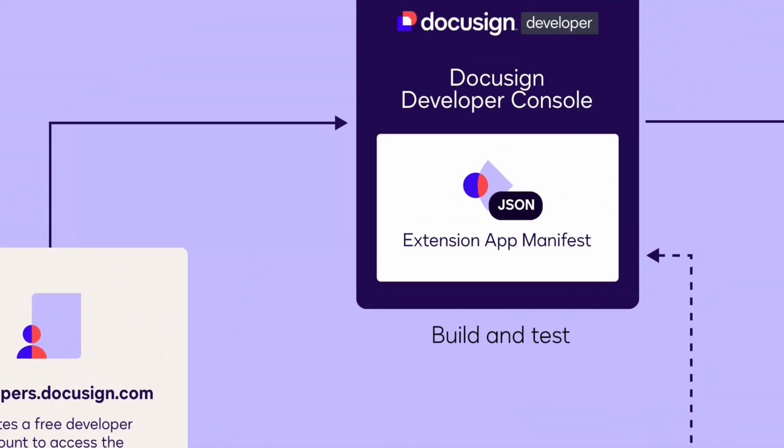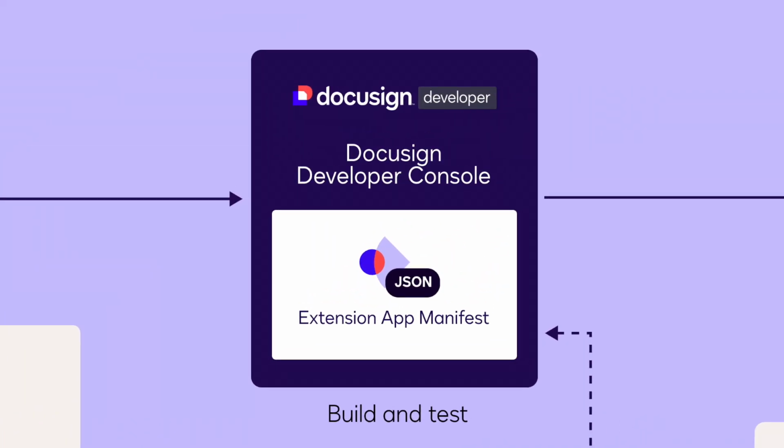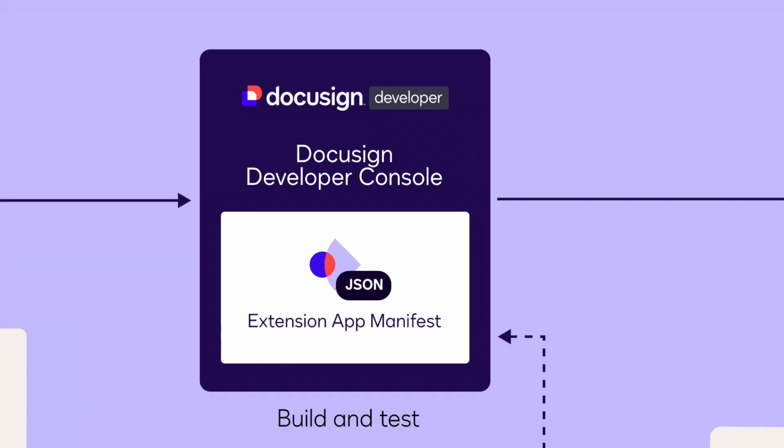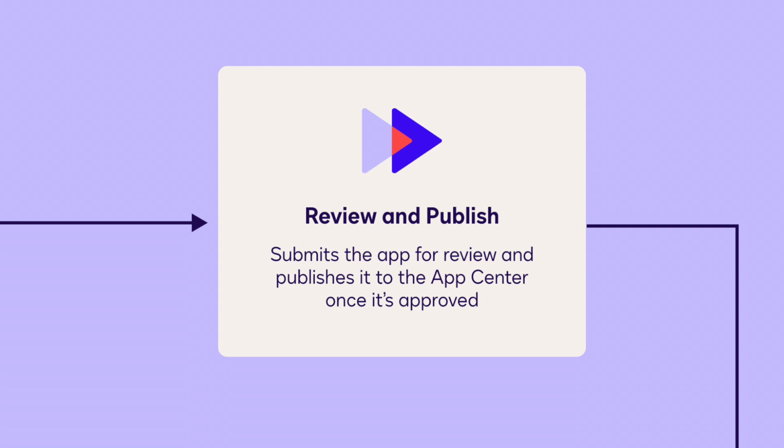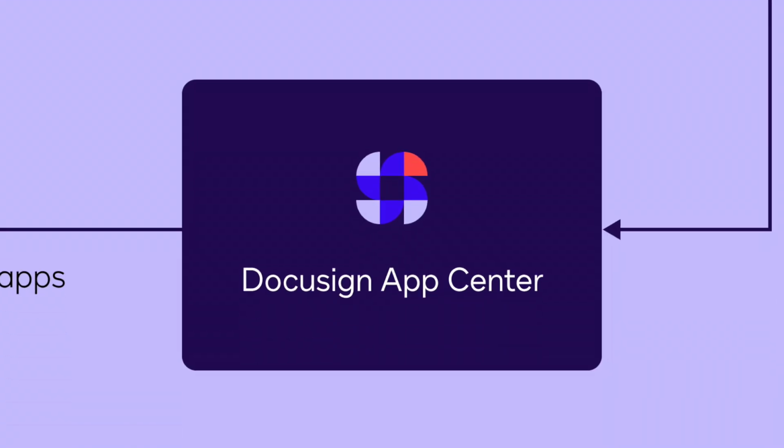Next, log into the developer console and follow the steps in the documentation to create an extension app of your choice using a JSON manifest file. Please remember that the JSON contract must match what you see in our documentation. Once you're done, test the app to ensure that it works as expected. And then, submit your app for review and publish it to the App Center once it's approved.